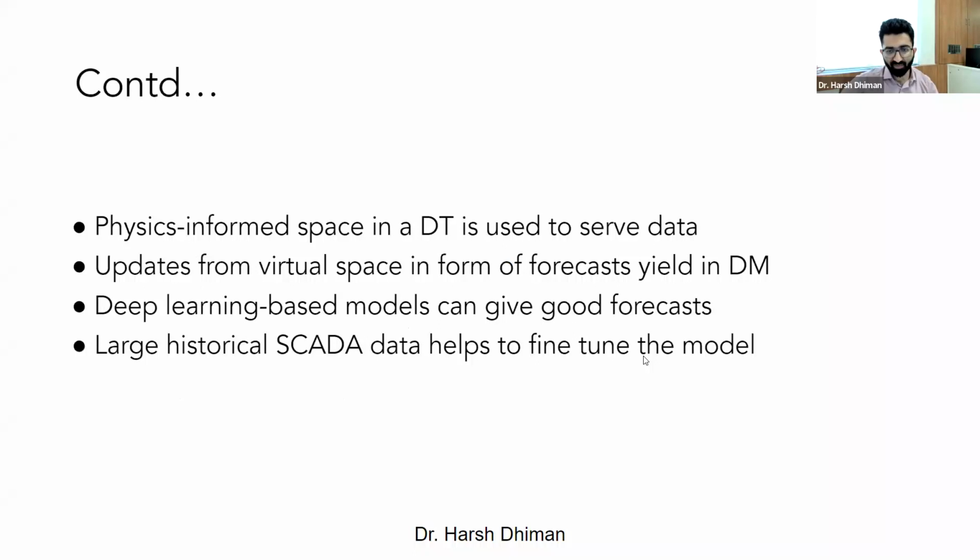Your twin has to get data from the physical layer, and what type of data you give to your digital layer is very important. If you are giving completely unrelated data, then your decisions will be very unreliable. So it has to be meaningful. So selection of data is again a very critical procedure for the operation of a digital twin. Your updates from the virtual space in terms of forecasts help in the decision making process. So the decision making process is entirely reliant on how good your data is.